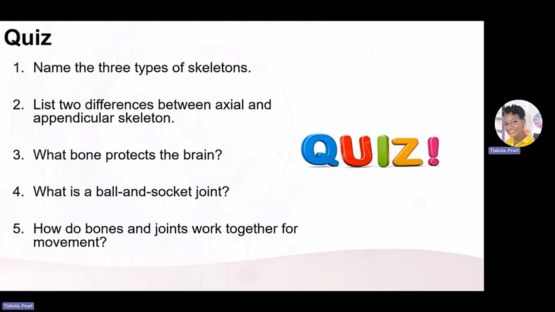I see the chat box is flooding with answers. Number 3, what bone protects the brain? Do you know? Is it the rib? Is it the femur? What is it called? Okay. Number 4, what is a ball and socket joint? Do you know? Where do we find it?